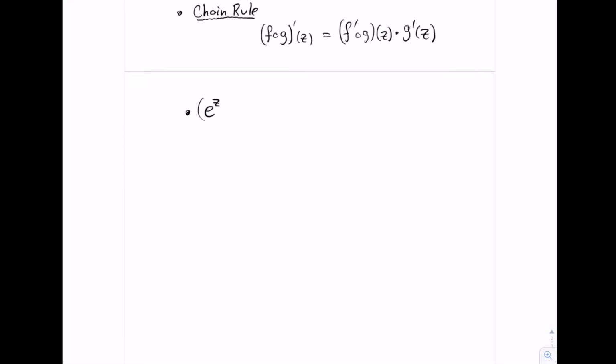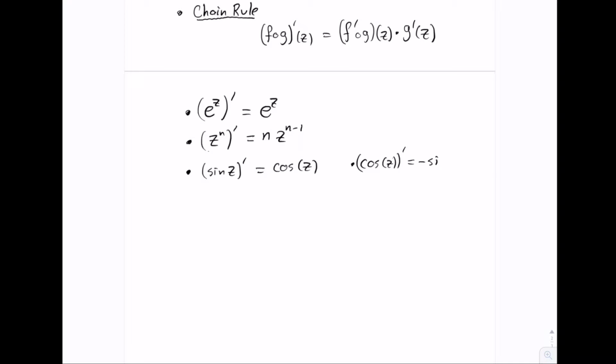So (e to the z) prime is equal to e to the z. We have the basic polynomial relations, so (z to the n) prime is equal to n times z to the n minus 1. We have that (sine of z) prime is equal to cosine of z. We have that (cosine of z) prime is equal to minus sine of z. We have the hyperbolic analogs, so (sinh of z) prime is equal to cosh of z, and (cosh of z) prime is equal to sinh of z.